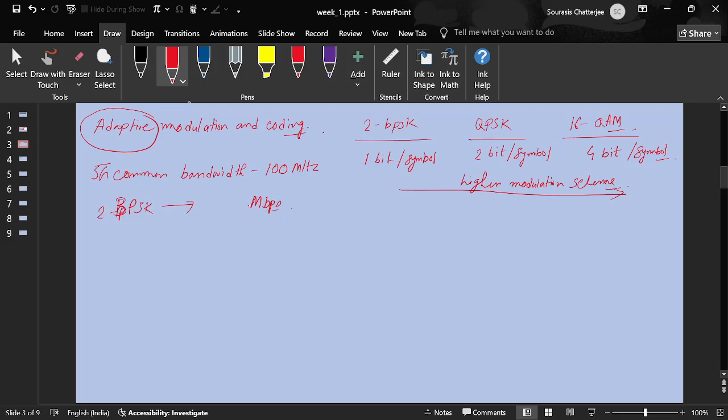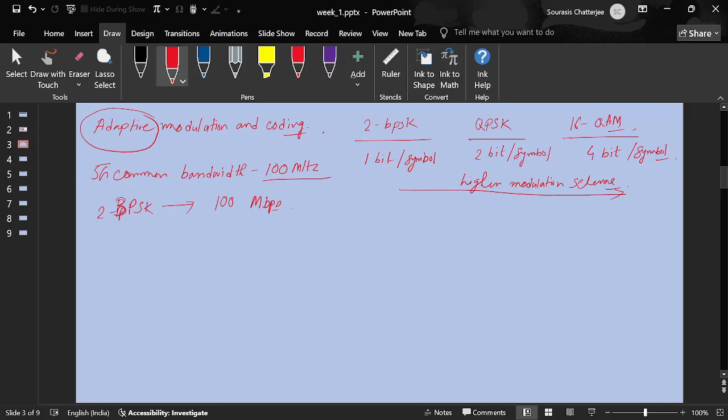100 Mbps, because you can only transmit 1 bit per symbol, but I am constrained by my bandwidth because 100 megahertz I cannot really alter.